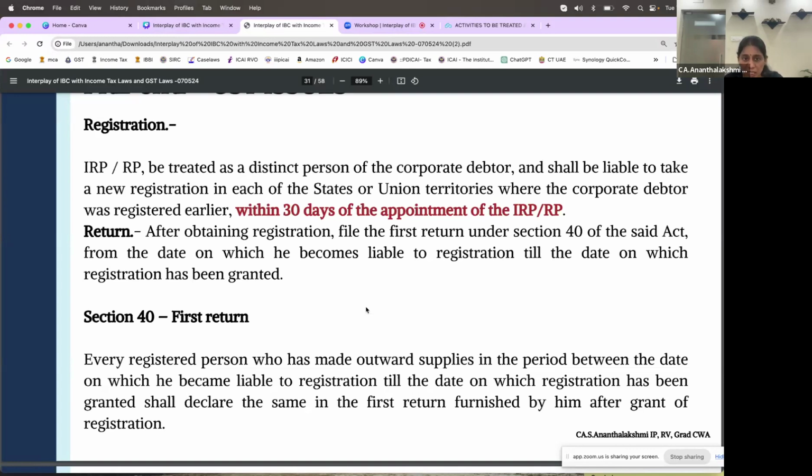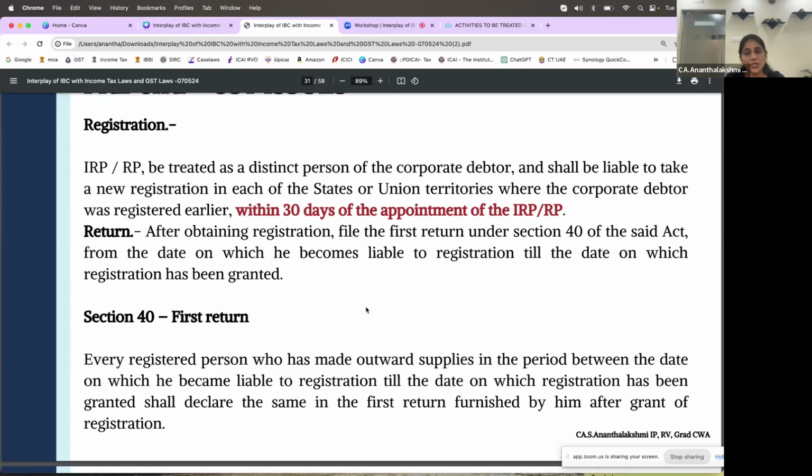So they say a new GST registration number is required in each state or union territory wherever the corporate debtor was registered earlier. That's what I said. If we had 30 registrations, you people also need to obtain 30 registrations. How many days time is given to us? 30 days is the time given to us because we are going to start the business. We have to obtain the new GST registration number. Then after obtaining the registration number, the first return needs to be filed.